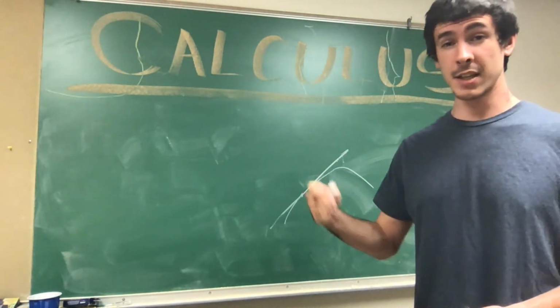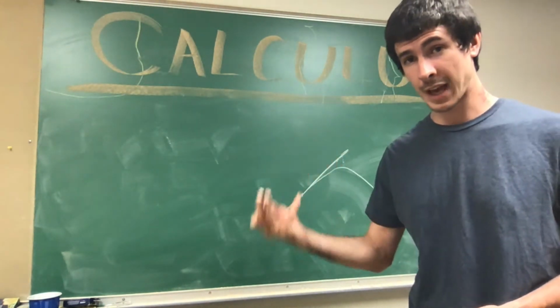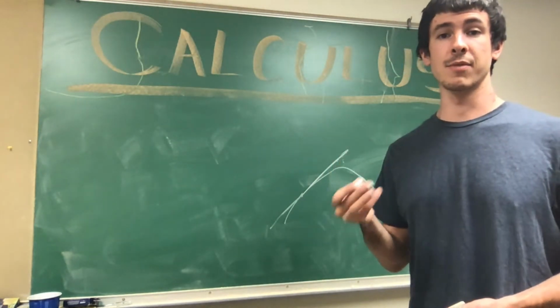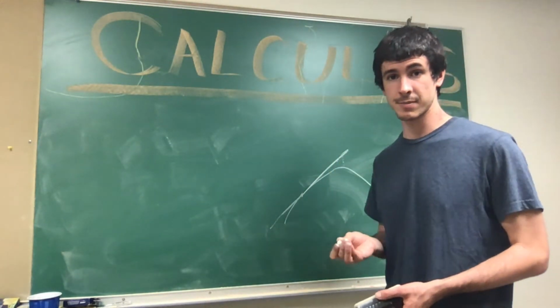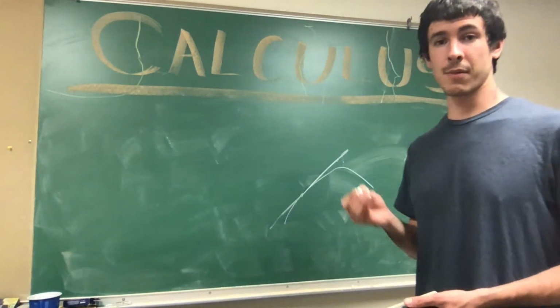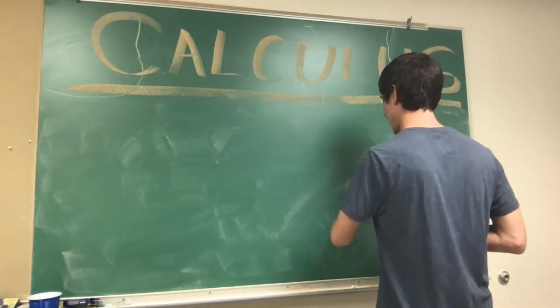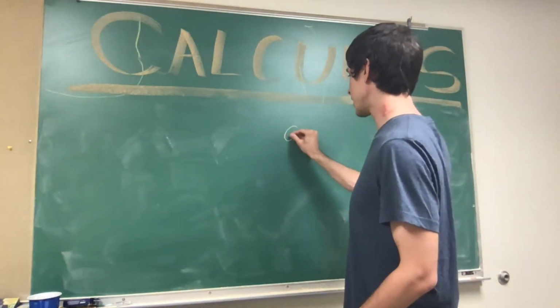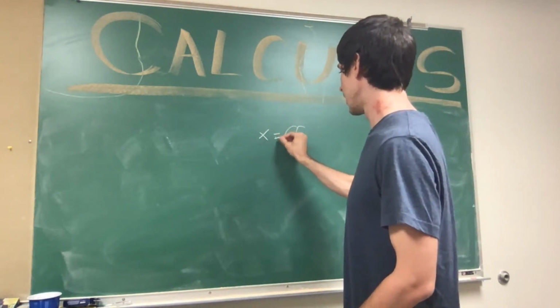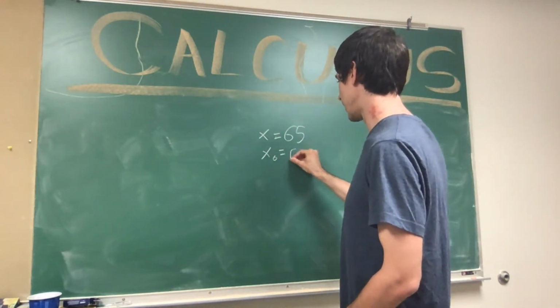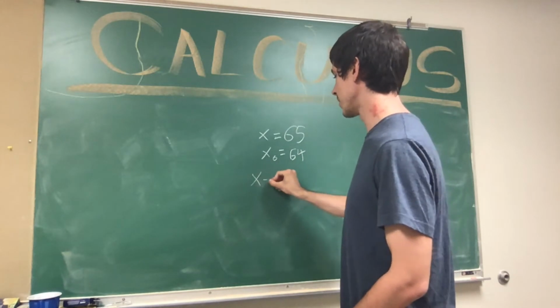Now, how close x is to x0 will determine how good the approximation is. And if you were paying attention to the last example, you could say, well, x equals 65, x0 equals 64, x minus x0 equals 1.